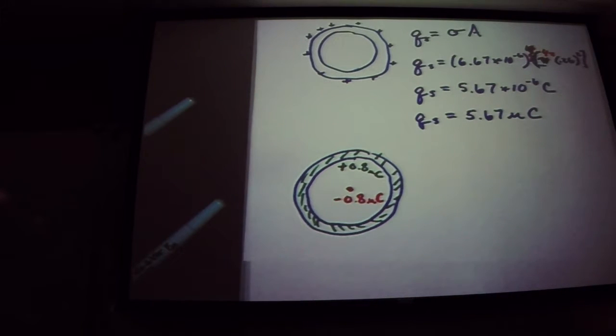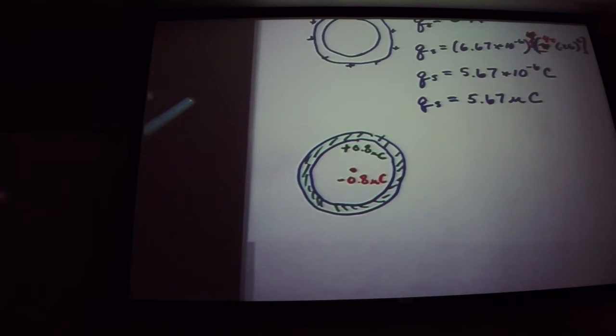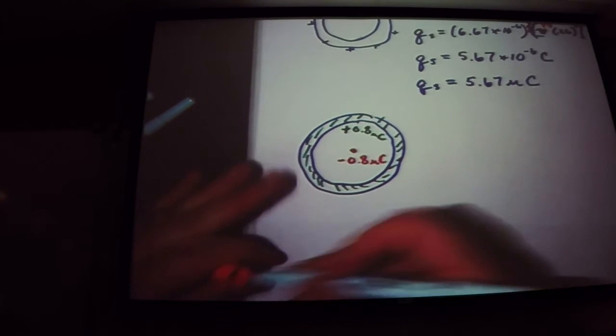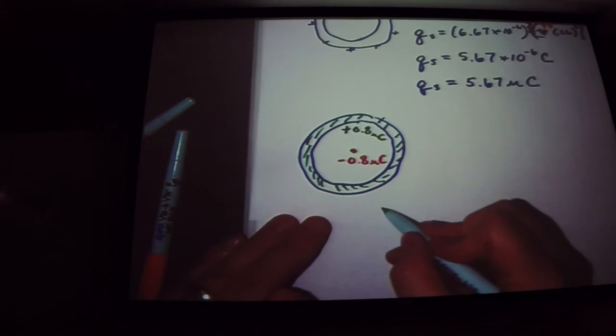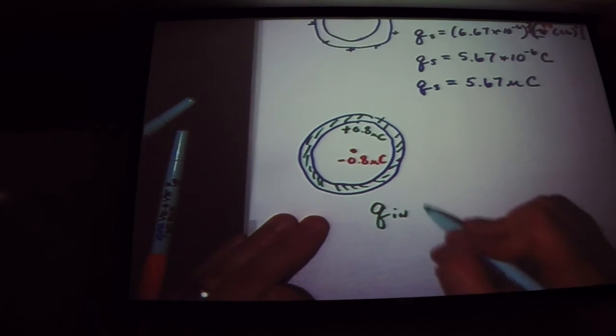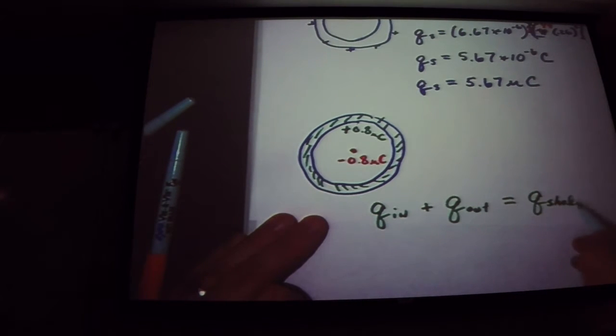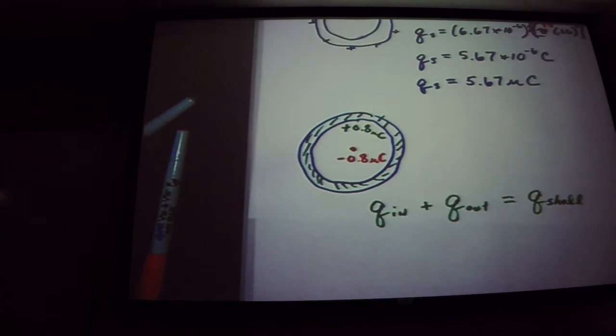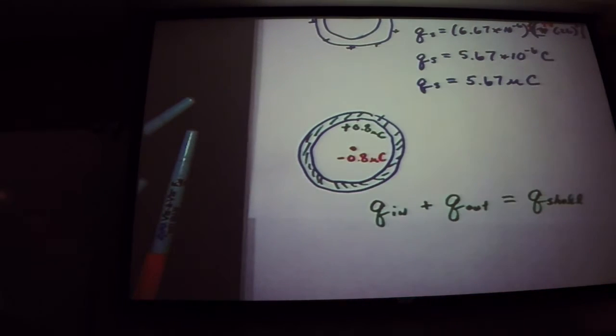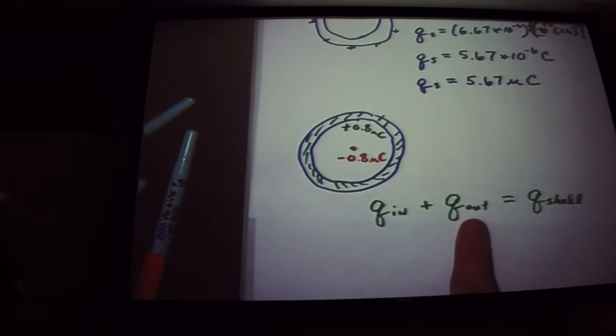So in other words, whatever charge is on the inside plus the charge on the outside must equal the original charge of the shell to begin with, because of conservation of charge. When I put that charge on the shell, it has to go somewhere. Charge is still conserved.